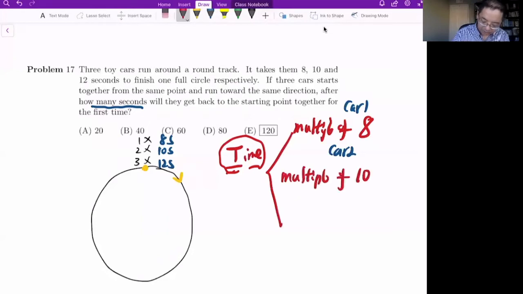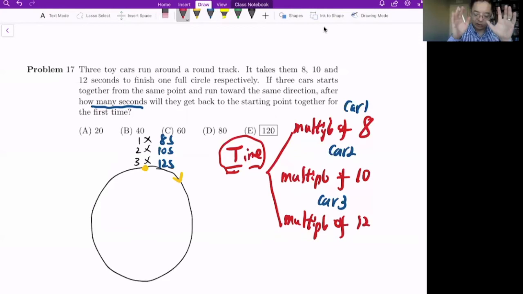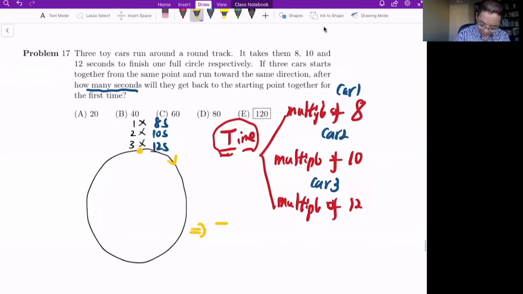For car 3, it takes 12 seconds to finish one circle, 24 seconds for 2 circles. In order to go back to the original point after several rounds, there has to be several full circles, so again this has to be a multiple of 12. So the conclusion is that it has to be a multiple of 8, 10, and 12 simultaneously. The conclusion is the time has to be the common multiple.